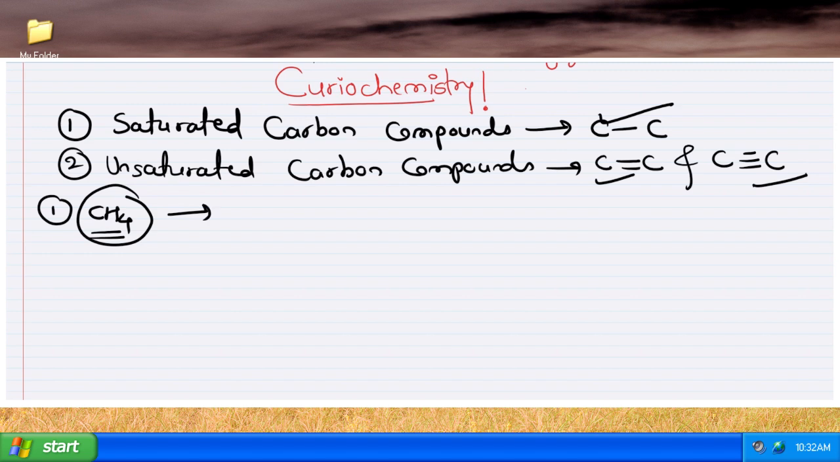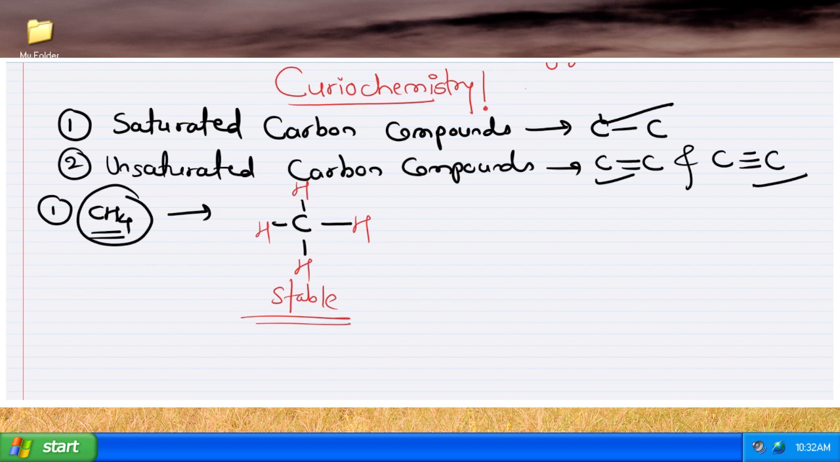So the CH4 we can draw like this, see, which has 4 valency, that's why 4 lines, and these are the bonds only. So they are connected with or linked with what? Hydrogen. So how many hydrogens? 4 hydrogens. So this is a saturated carbon compound because already the valence is full. That is, carbon shows 4 valence and it is connected with 4 hydrogen atoms. So it is stable.